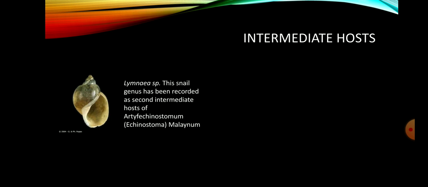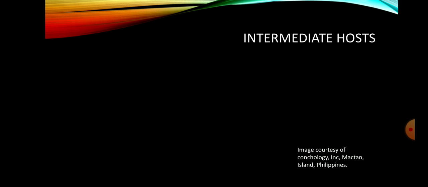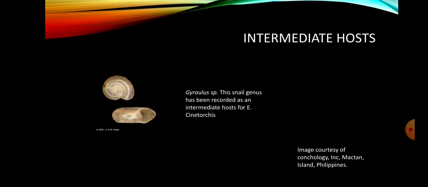Third, Lymnaea sp. has been recorded as the second intermediate host for Artyfechinostomum malayanum. Fourth, Corbicula sp., a snail genus, has been recorded as a second intermediate host for Echinostoma echinatum lindoense. And lastly, Gyraulus sp. This snail genus has been recorded as an intermediate host for Echinostoma cinetorchis.